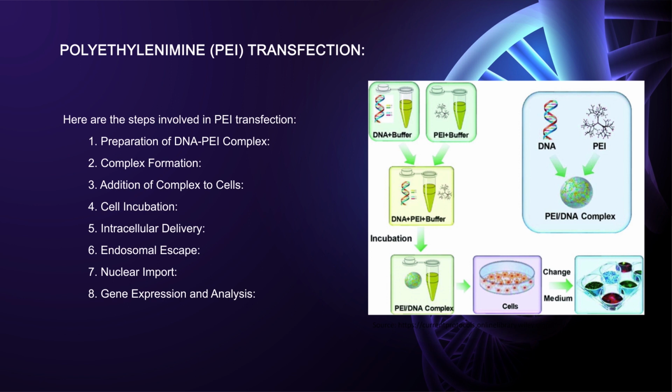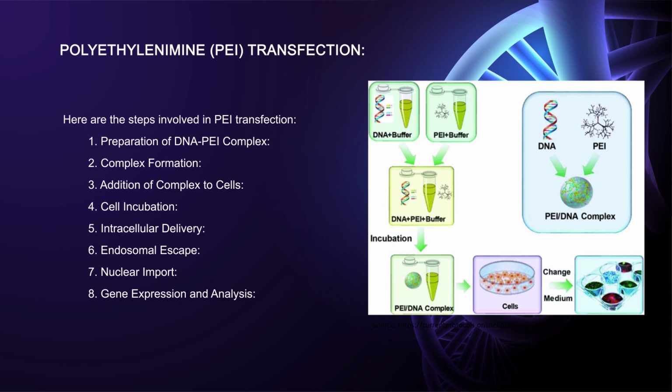Further, for intracellular delivery, the PEI-DNA complexes are thought to enter cells primarily through endocytosis. The complexes are engulfed by the cell membrane and enclosed in vesicles called endosomes. Afterwards, they should escape from the endosomal area and enter into the cytoplasmic area.